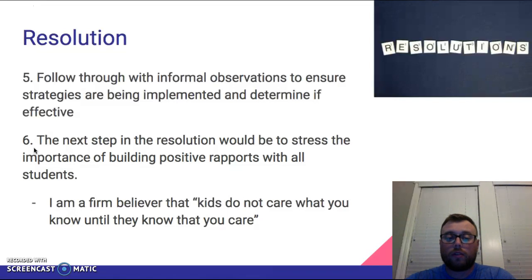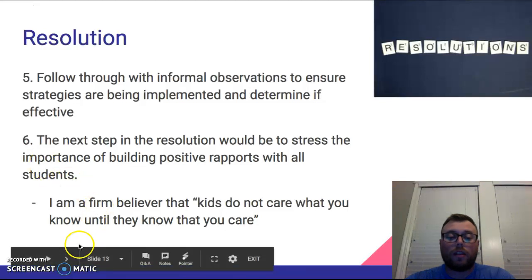The next step in the resolution would be to stress the importance of building positive rapport. I think a lot of times, like you see in the quote there, that's one of my favorite quotes, I'm a firm believer: kids do not care what you know until they know that you care. I believe that it can solve a lot of our issues. The students are willing to go above and beyond, but they first need to know that you care about them as an individual.